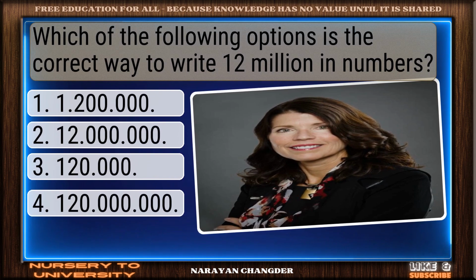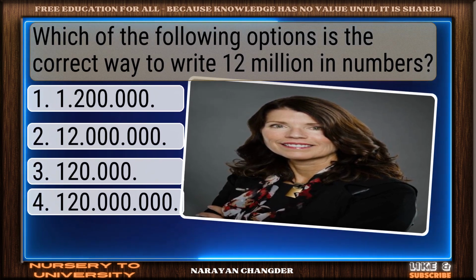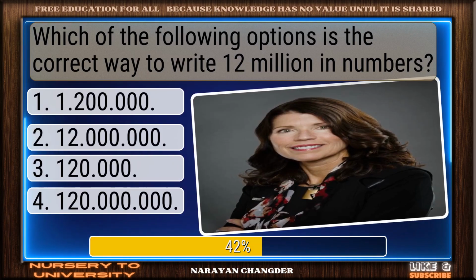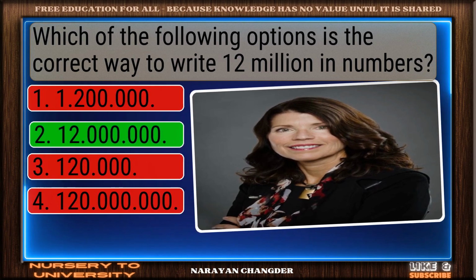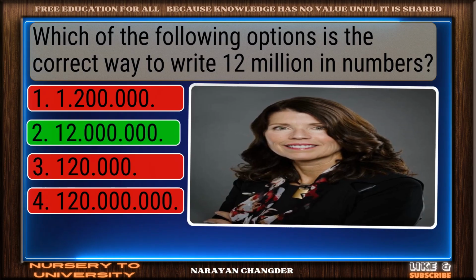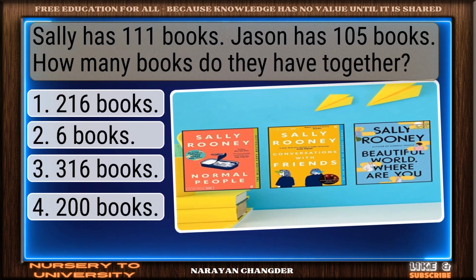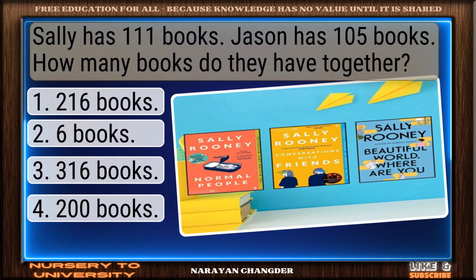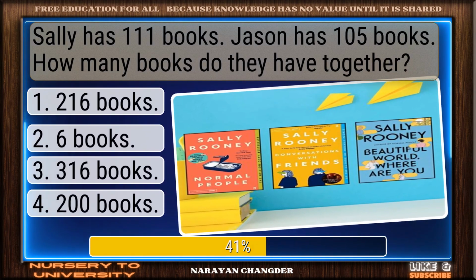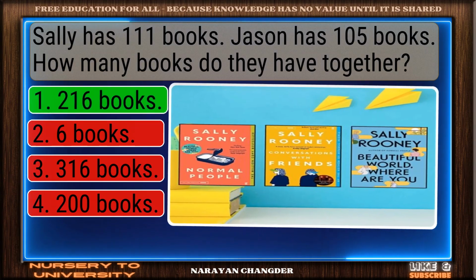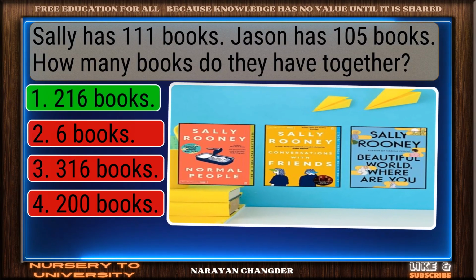Which of the following options is the correct way to write 12 million in numbers? Exactly. 10,000 makes sense, and it is the right choice. Sally has 111 books. Jason has 105 books. How many books do they have together? You're right. 216 books is the correct answer.